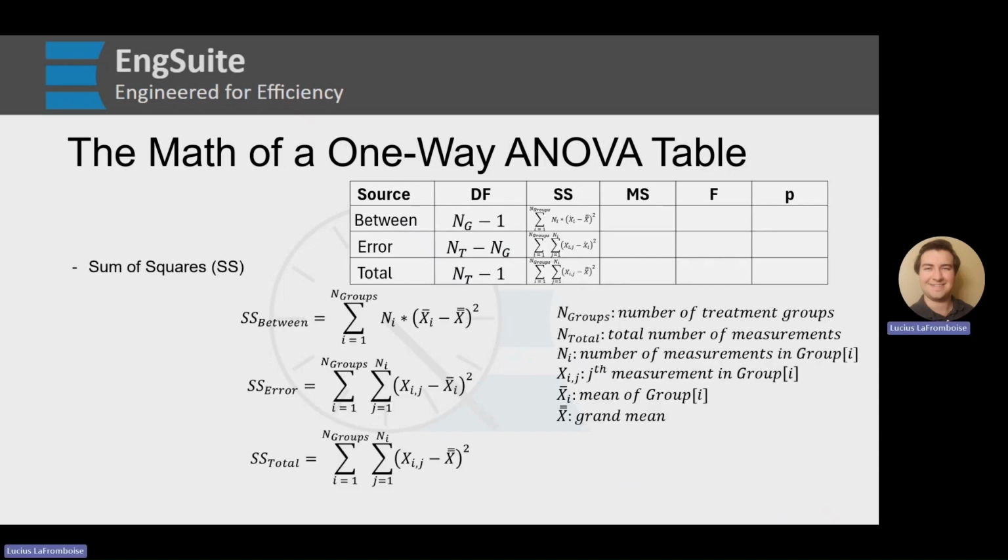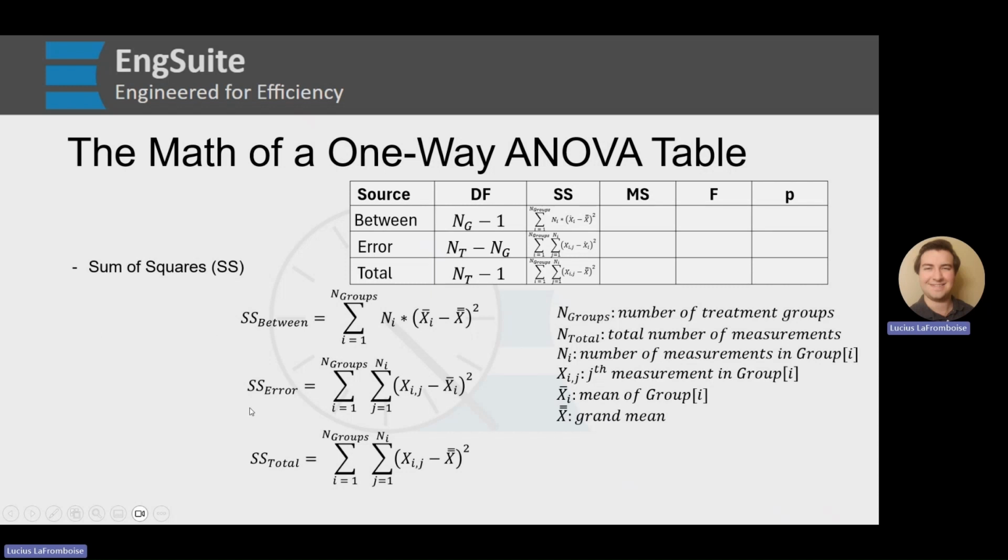Sum of squares. This is where it starts to get complicated and really where the meat of this all happens. So our sum of squares for between is the sum for all groups of ni, the number of measurements in group i, times xi, which is here, you'll see, the mean of group i, minus the grand mean. So the between group sum of squares can be said to be the sum of the number of measurements in each group times the squared deviation of the group mean from the grand mean.